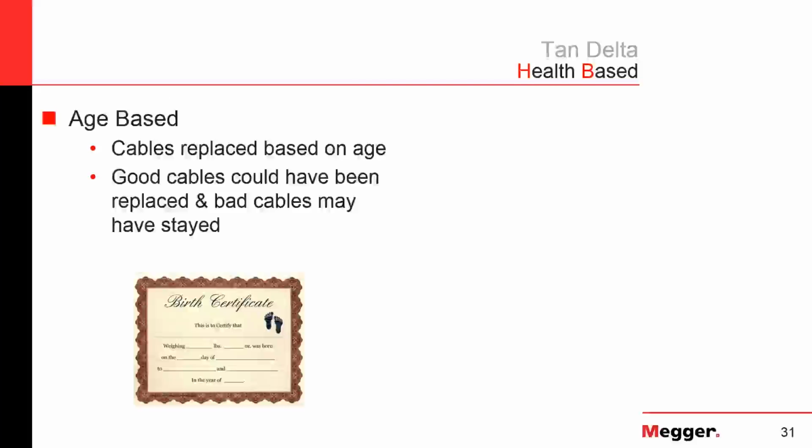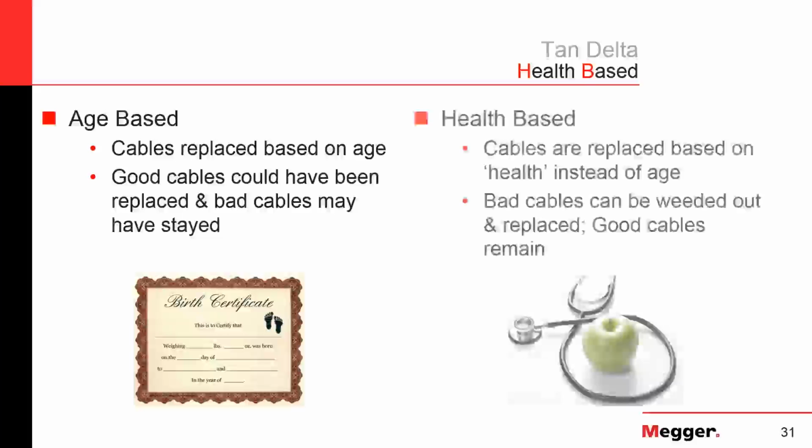Very commonly, cables are replaced based on age. Cables that have been in the ground for 30 years or something, they go to the top of the list. A lot of times they'll include fault history as well. This means that a lot of good cables can have been replaced. Cables that were perfectly fine are pulled out of the system, while cables that are in bad shape remain in the system. But with the Tan Delta testing, we can go on a health-based system. We go out, test the cable, and say this cable's healthy and this cable's not, and we replace the ones that are not healthy.